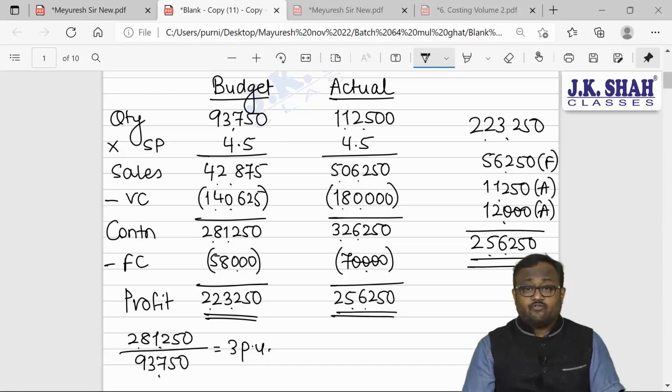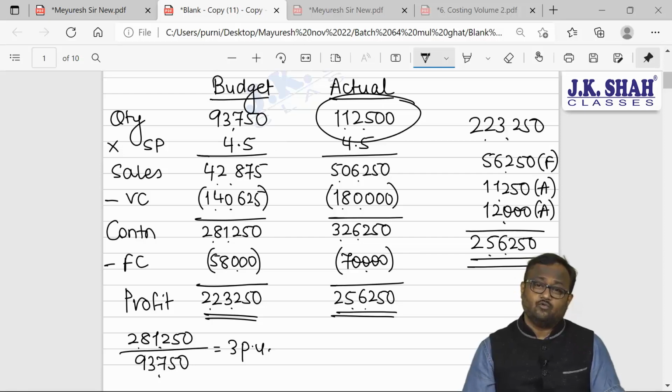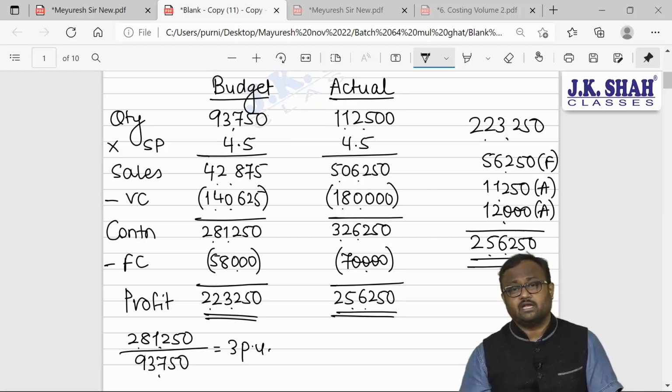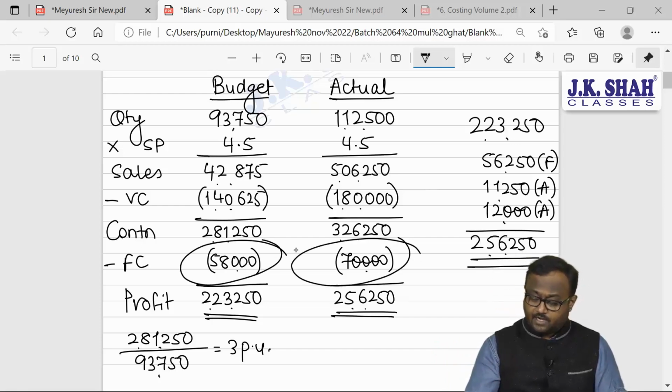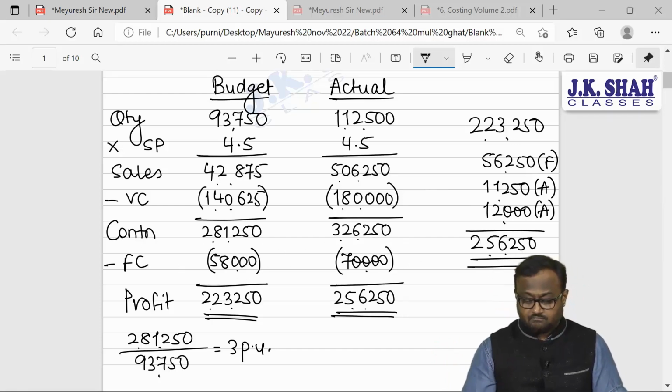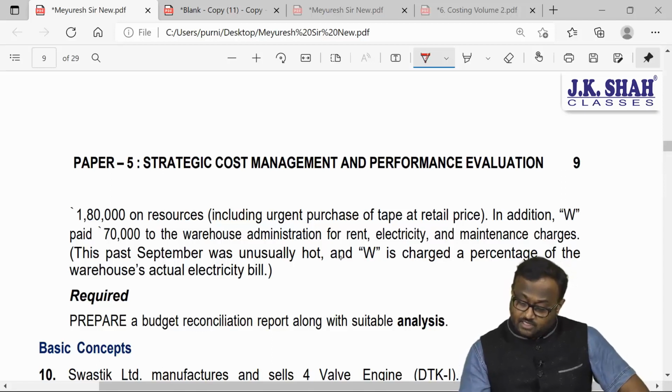Variable cost is 1.5 per unit. I have actually produced 112,500. So 112,500 into 1.5 should have been lesser than 1,80,000. So adverse variance. And instead of 58,000, I ended up spending 70,000. I applied contribution as a base. I decided to go for marginal costing as a technique because I just want to give them the reconciliation of exactly what has gone wrong. So 70,000.